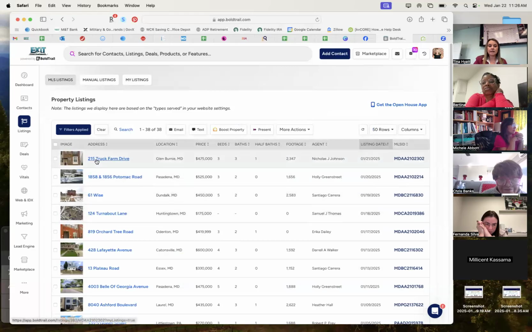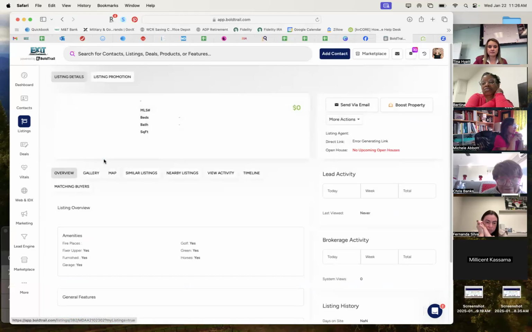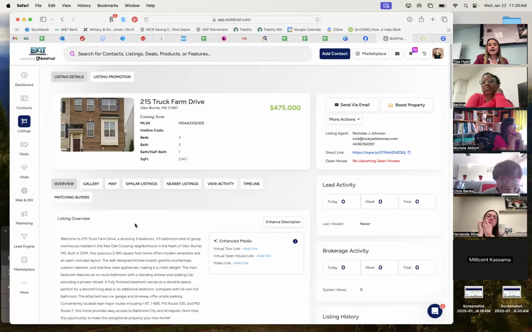So in here, I can go into any one of these. And in that listing, there's a couple different things I can do. Notice where it says enhance description. This is the listing overview description that I put into the MLS. I can enhance or change it the way that it shows up on my website. This does not change it in the MLS, but it does change the way it shows up on my website.